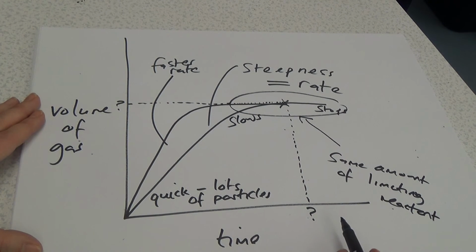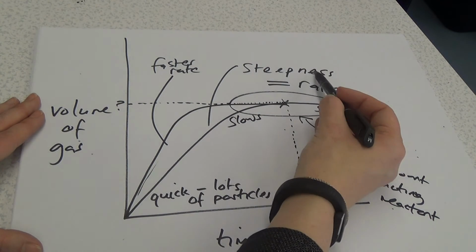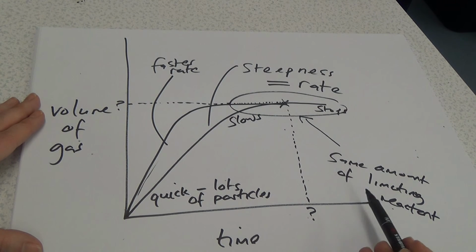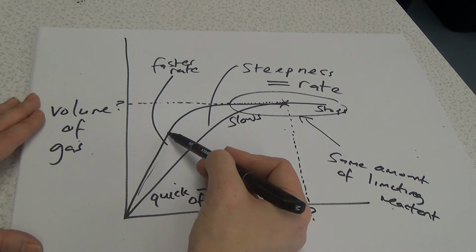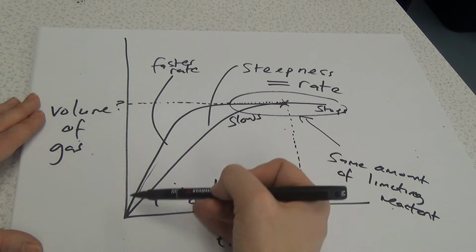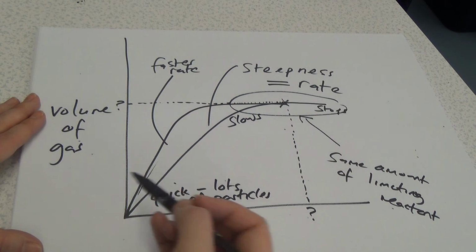If the limiting reactant is increased, then you would obviously produce more gas at the end. But if you start with the same amount of the reactant and just change the conditions, so for example, this might indicate a higher temperature or a higher concentration, then the gradient before it stops at the same point will obviously be steeper.